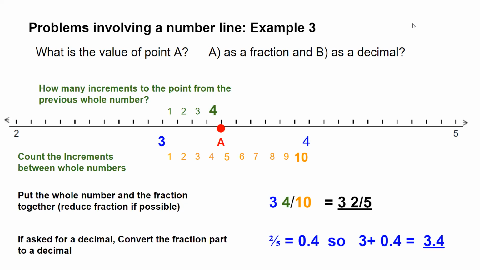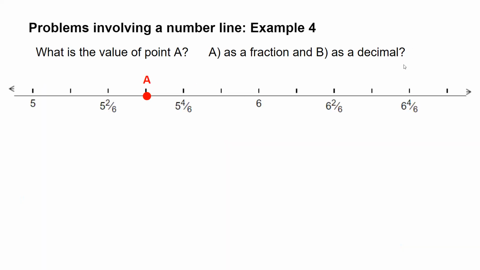Let's look at example 4. This one's a little different. We can see that we have additional information on our number line about these points in between 5 and 6. We can see that they're telling us this is 5 and 2/6. This is 5 and 4/6, and we're being asked about the point in between it. How can we figure that point out?